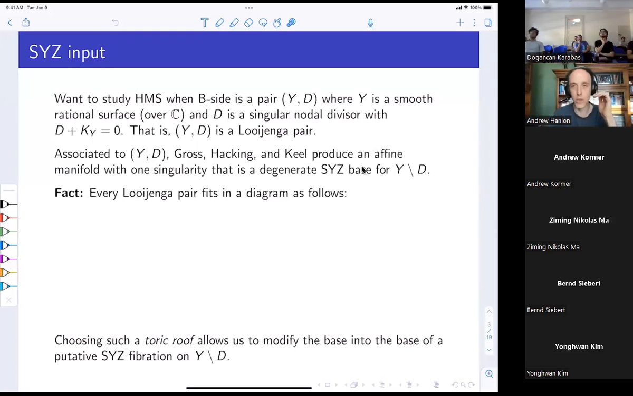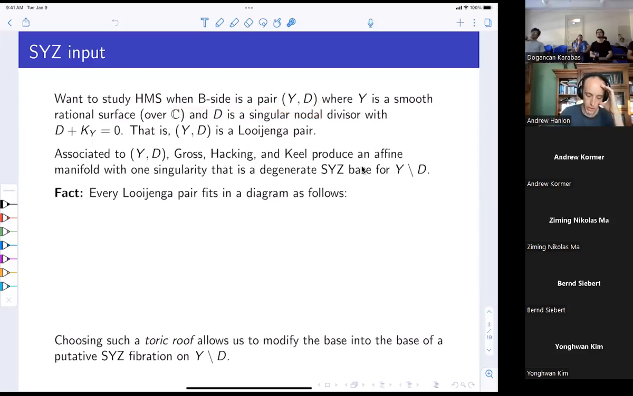What I want to study is homological mirror symmetry when I take on the B side a Looijenga pair (Y, D). So hopefully from this conference it's clear what it is, but just so: Y is a smooth rational surface with a singular nodal divisor D that's anti-canonical.